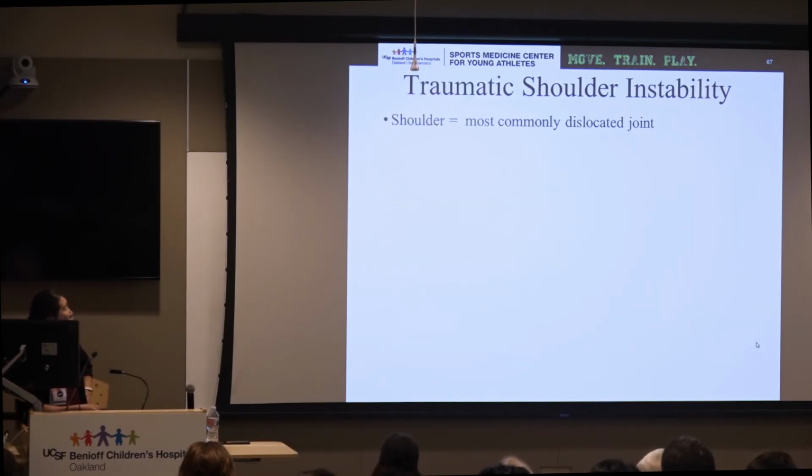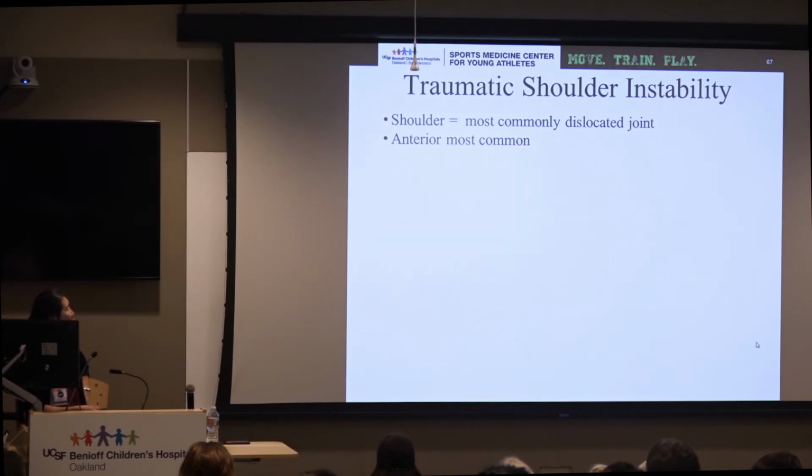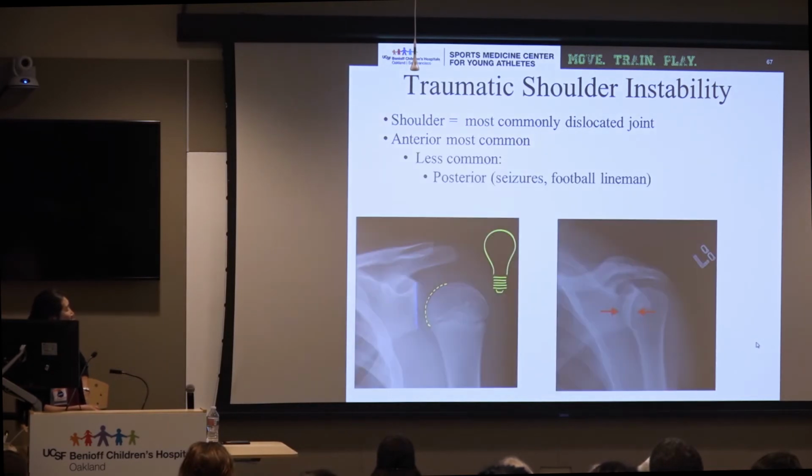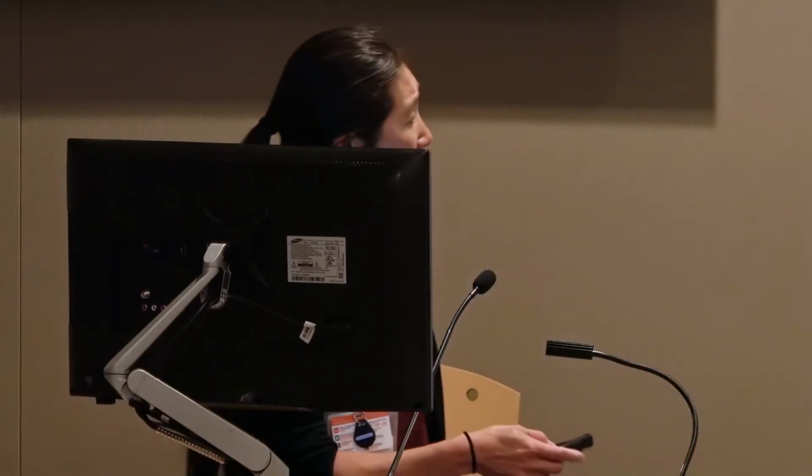Okay, so the shoulder is the most commonly dislocated joint. Here's an anterior dislocation, okay? And anterior is the most common way. Less common is posterior, all right? For the posterior one, if someone comes in, and I say seizures or football linemen, I've also seen it in people who fall hard and the shoulder gets pushed backwards with a fall, okay?